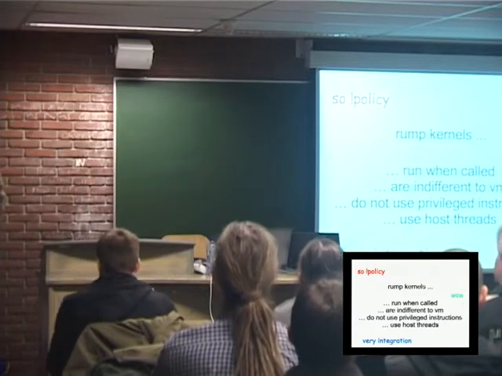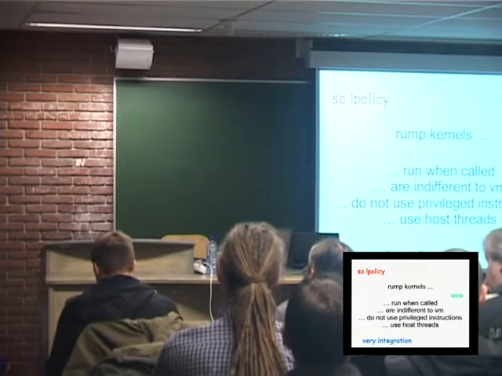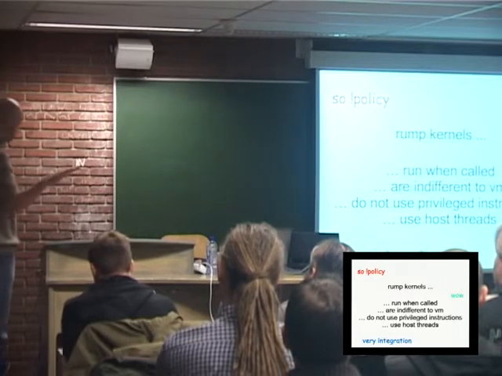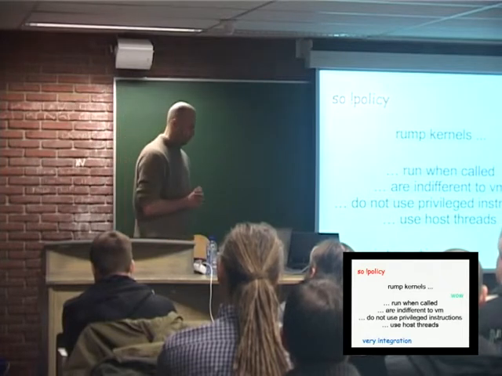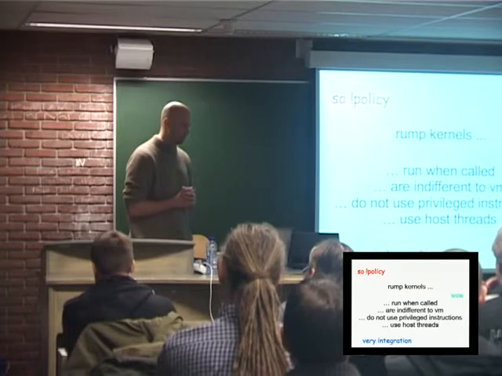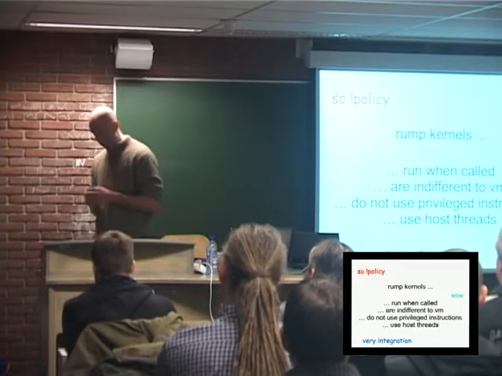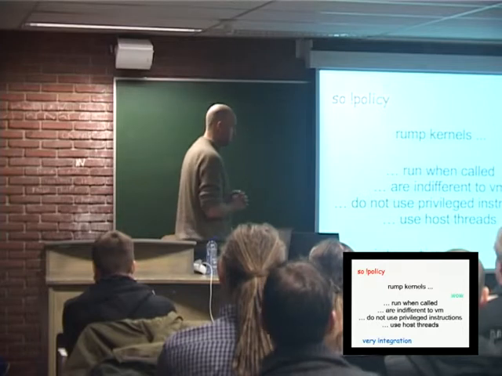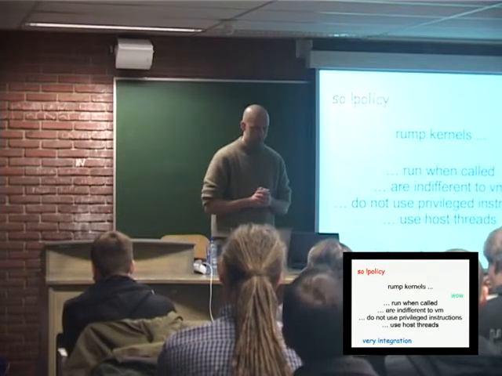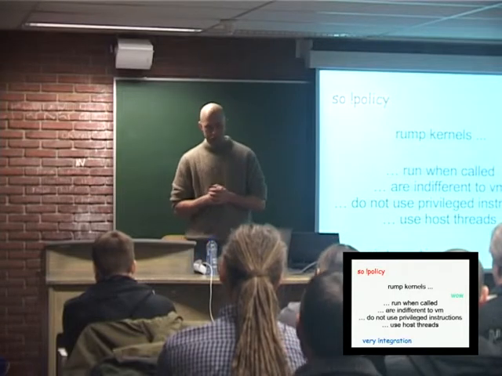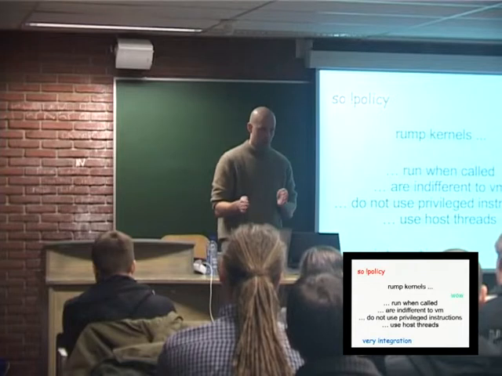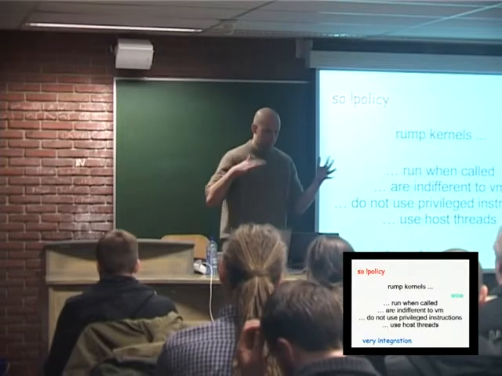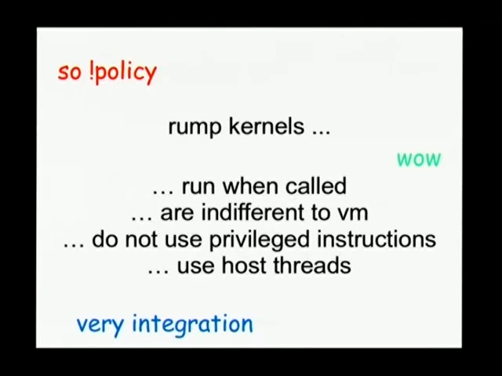So instead of having to start a virtual entity in which you create a process, you can directly call a Rump kernel from anywhere you run it. You don't need virtual memory, which is kind of important if you don't happen to have virtual memory on that platform. You don't need privileged instructions, or there's no use of privileged instructions, which means you don't need privileged mode, you can run it anywhere. And of course the use of host threads, so you can easily control the scheduling policies. So there's no added layer of extra confusion.